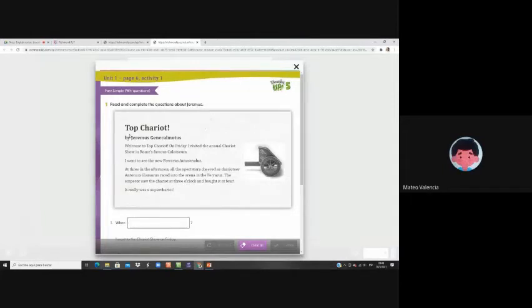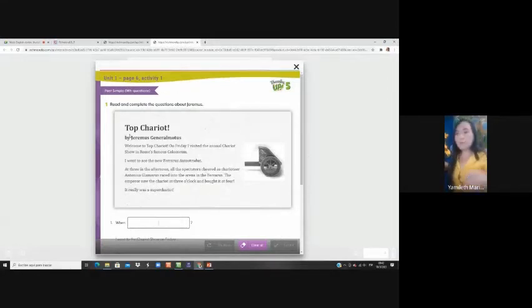Top Chariot. Be Jeremus. Now listen to. Welcome to Top Chariot. On Friday, I visited the annual chariot show in Rome, famous Colosseum. I went to see the new Ferraris Autostrados. At 3 in the afternoon, all the spectators cheered as Chariot Antonimus Glamorous raced into the arena in the Ferraris. The emperor saw the chariot at 3 o'clock and booked it at 4. It really was a super chariot. Very good. Thank you, Mateo, for your participation.